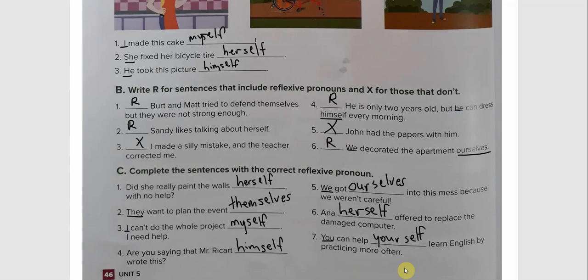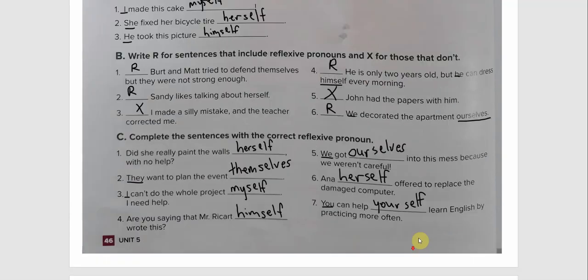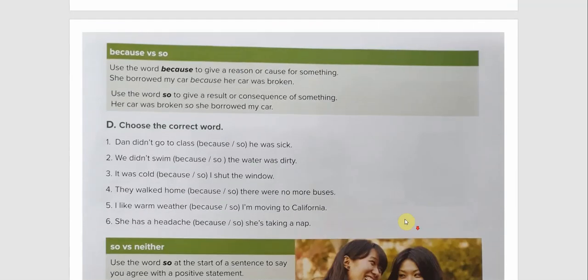But if we were in class, I would say you for all the students, plural. You can help yourselves learn English. So yourself or yourselves. Both are correct. Now let's go on to the next page.